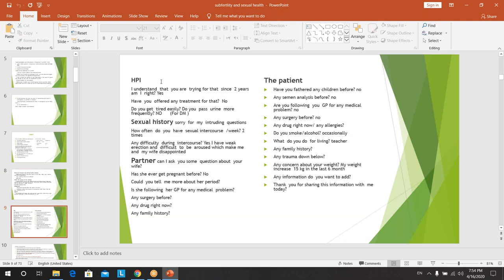Okay, this is our template: history of present illness, sexual history, partner, and the patient himself. History of present illness. I understand that you are trying for 2 years. Am I right? Yes. Have you been offered any treatment for that? He will say no. Okay, so you know from the result of the test that he is diabetic. Ask about the symptoms as Dr. Soha did. Do you get tired easily? Do you pass urine more frequently? He will say no, doctor, not at all.